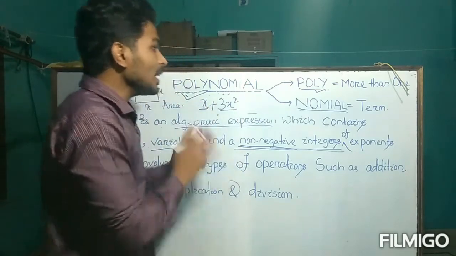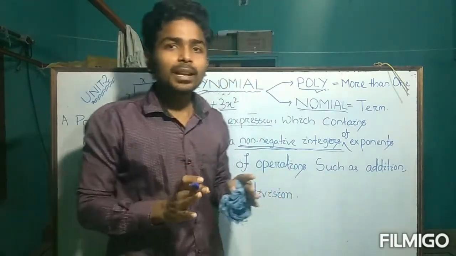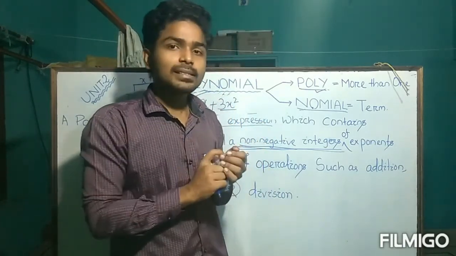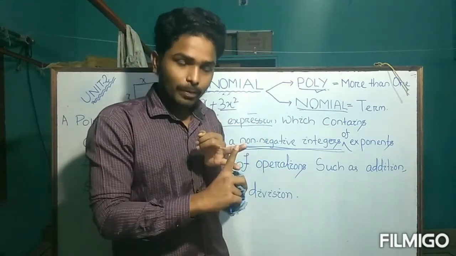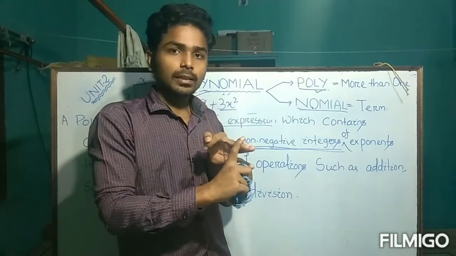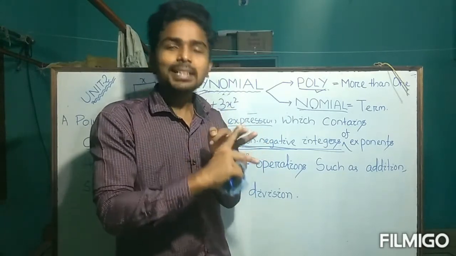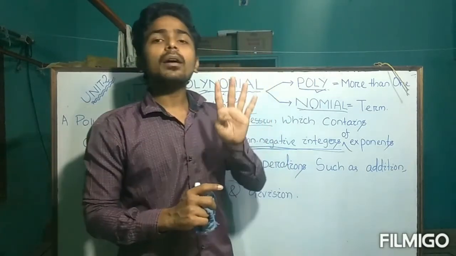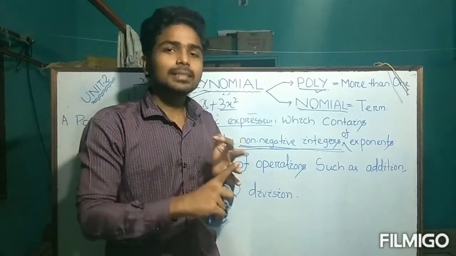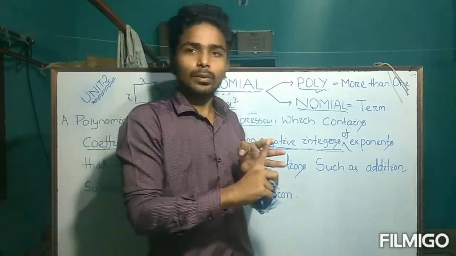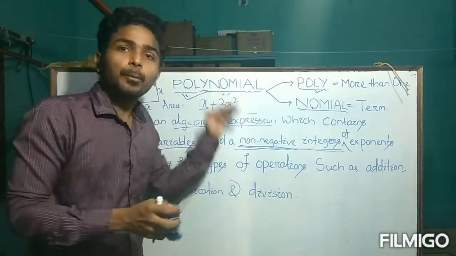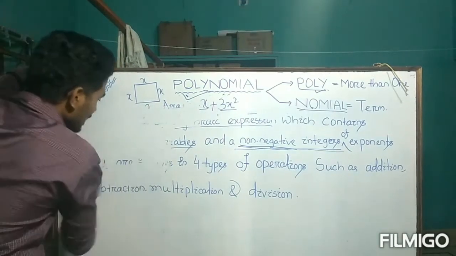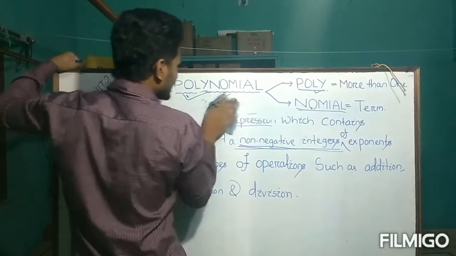So here we define what is a polynomial. A polynomial is an algebraic expression which contains coefficients, variables, and exponents. The exponent must be non-negative integers, and all three are involved in four types of operations like addition, subtraction, multiplication, and division. So it is known as polynomial. I think it is clear what is polynomial. Let us take some more examples of it so that it is quite easy to catch.